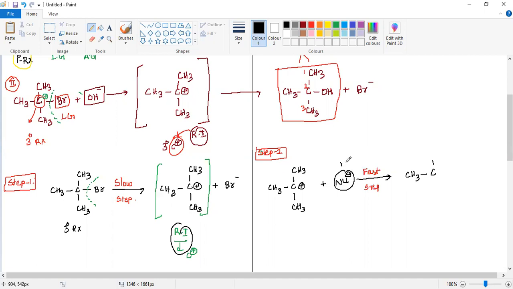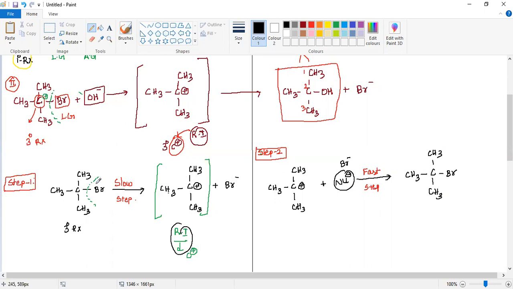Br minus. So CH3 CH3 Br, like this. Okay. So this is the mechanism of what?